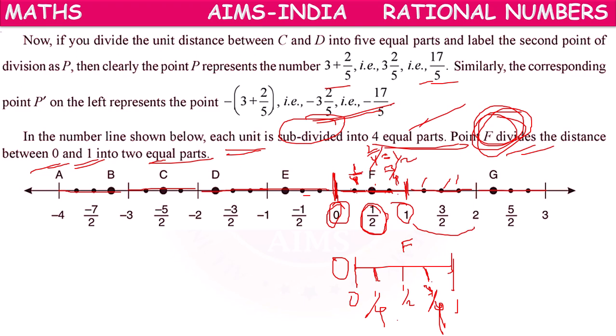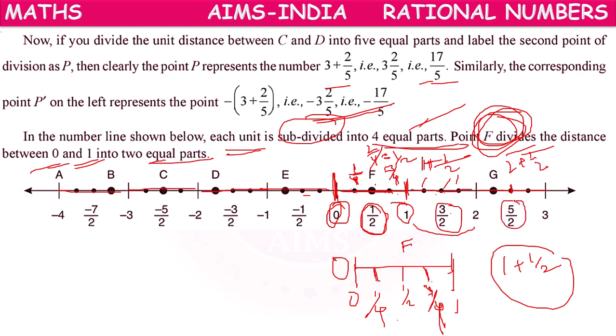In the same way, here one complete part plus 1 by 2. This 3 by 2 is actually 1 plus 1 by 2. 1 plus 1 by 2 means we can write it as 3 by 2. Means 1 by 2 part after 1 is called 3 by 2. This point is 1 by 2 part after 2, means 2 plus 1 by 2, nothing but 5 by 2.